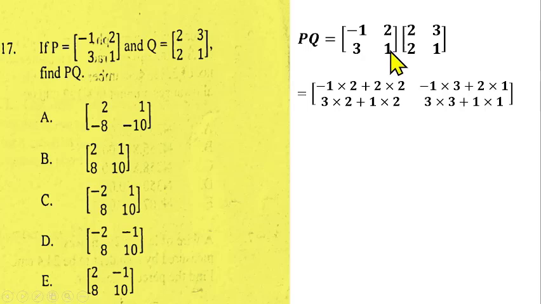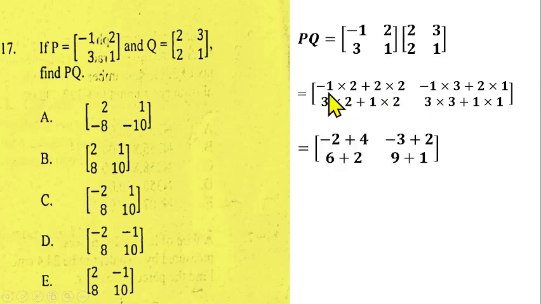The second row of matrix P will also multiply the two columns of matrix Q. So 3 times 2 will give us this, plus 1 times 2. Again, 3 times 3 we have this, then 1 times 1 we have this. So we have been able to multiply out like this. Then all you need to do is to simplify. So we have -1 times 2 gives us -2, plus 2 times 2 gives us 4, -1 times 3 gives us -3, 2 times 1 gives us 2, 3 times 2 gives us 6, plus 1 times 2 gives us 2, 3 times 3 is 9, plus 1 times 1 is 1.